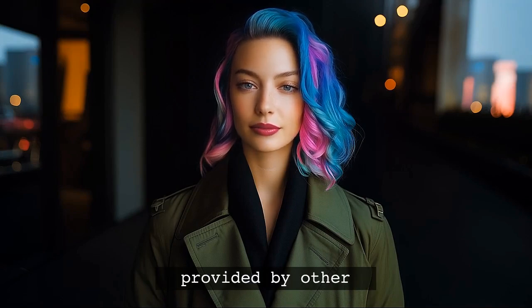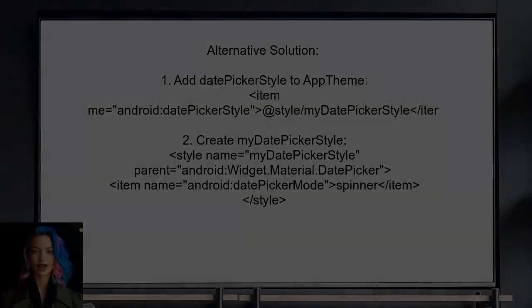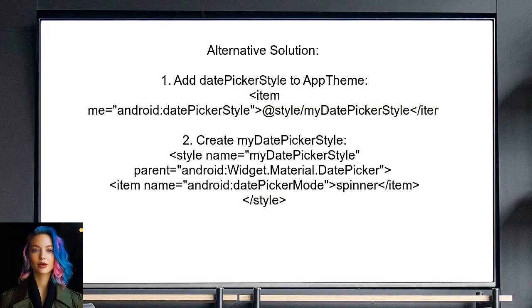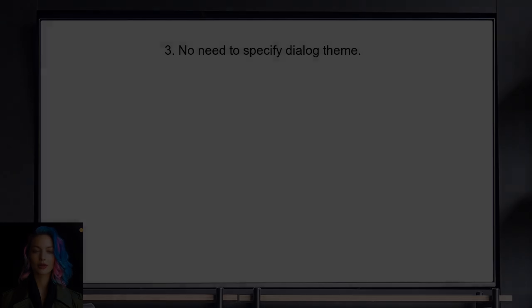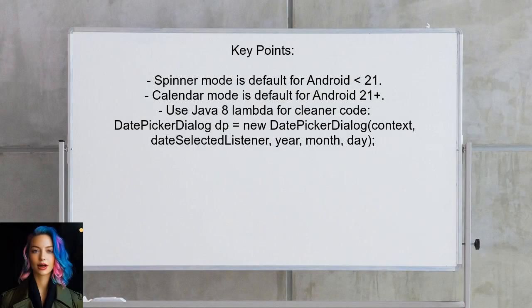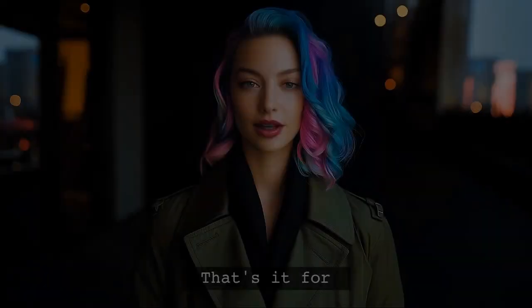Now let's look at the answers provided by other users. An alternative solution suggests modifying your app theme style to include the date picker style item. This forces the date picker to use spinner mode. You need to add a custom style for the date picker in your styles.xml file, specifically for API level 21 and above. For devices running Android versions below 21, spinner mode is the default. However, for versions 21 and above, the calendar mode is the new default. This approach simplifies your code by allowing the app theme to infer the dialog theme automatically. That's it for that response.